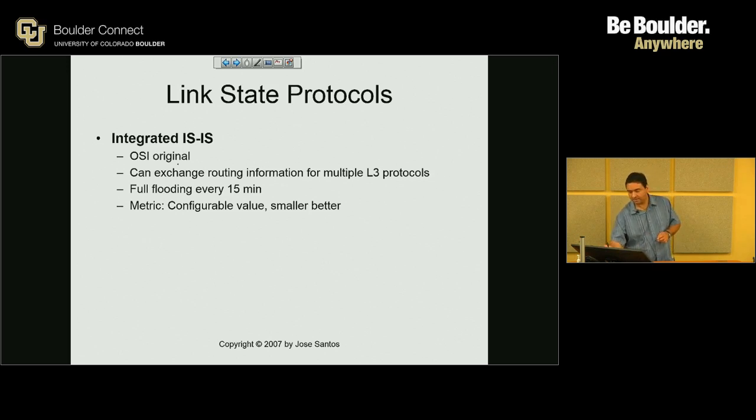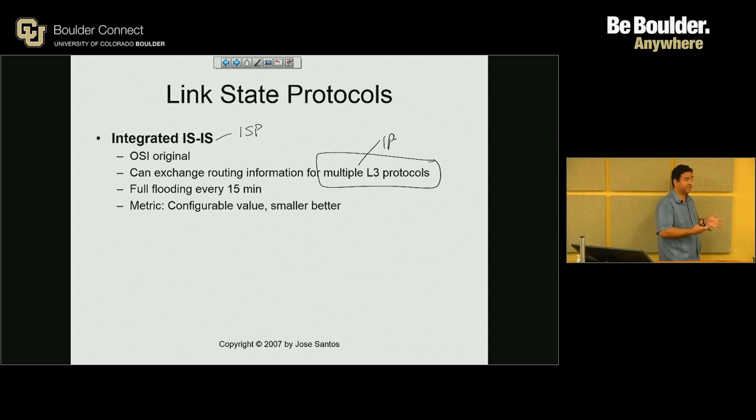IS-IS can run multiple layer 3 protocols, meaning you can run IPv4 and IPv6 at the same time with one routing protocol. If you're doing OSPF and IPv6, you have to run two OSPF processes. OSPF v2 for IPv4 and OSPF v3 for IPv6. You have to deal with two routing tables, configuring two commands for every single port, for every single interface. Everything has to be done twice.